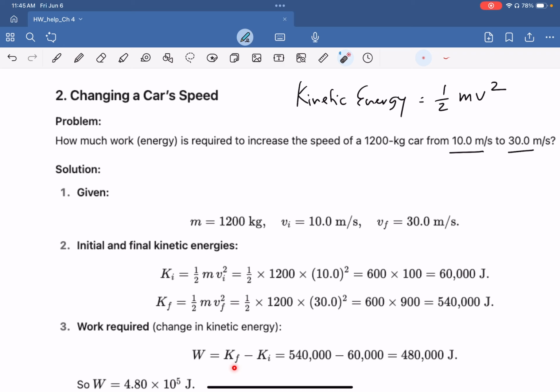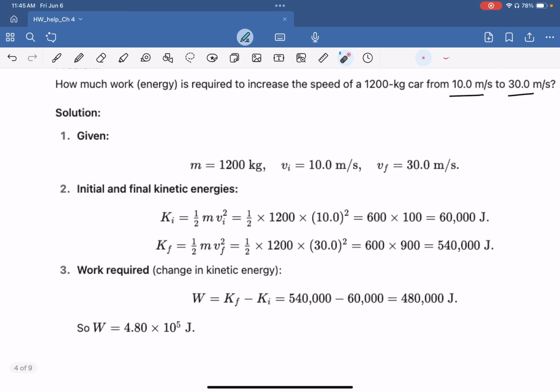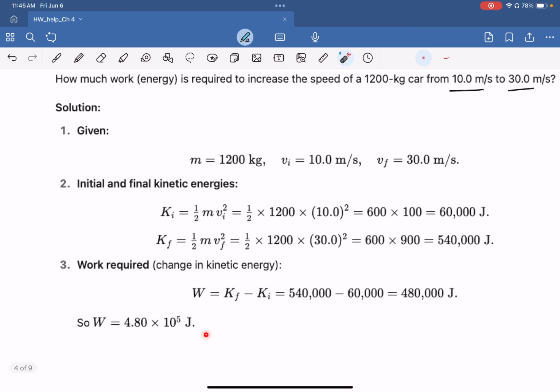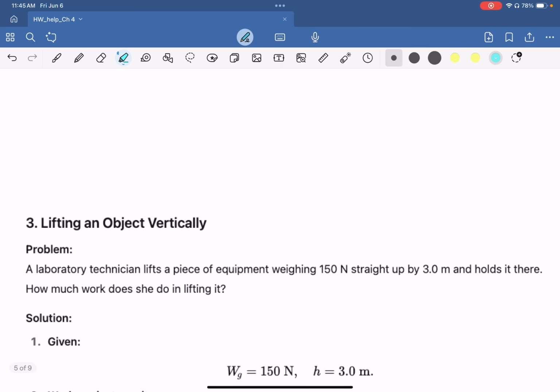Work is the final kinetic energy minus the initial kinetic energy, which gives you 480,000 joules. In scientific notation, it's written as 4.80 times 10 to the 5 joules. So that is the answer for number 2. All right, let's move on to number 3.